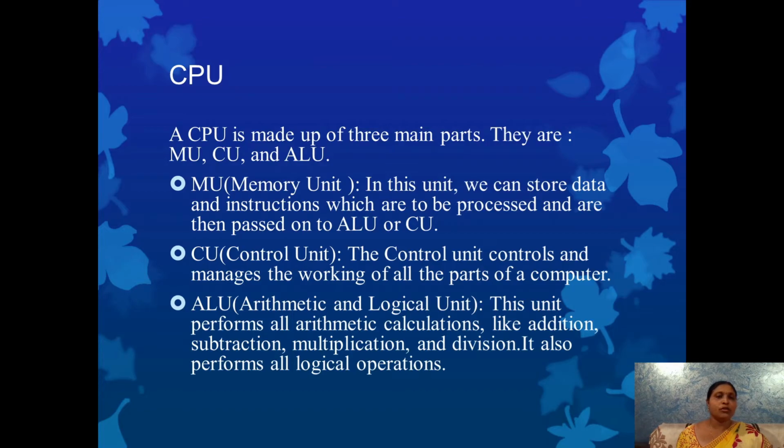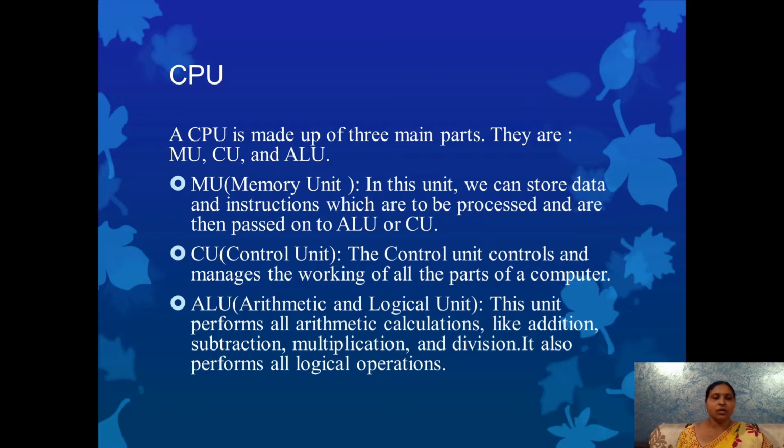A CPU is made up of 3 main parts. They are MU, CU and ALU. What do you mean by MU? Memory unit. In this unit, we can store data and instructions which are to be processed and are then passed on to the ALU or CU.